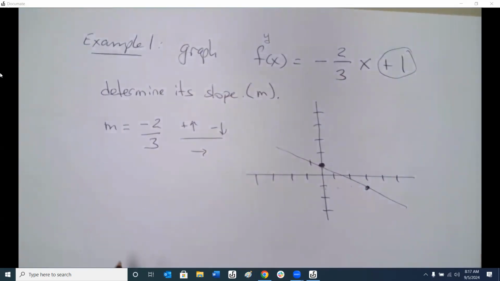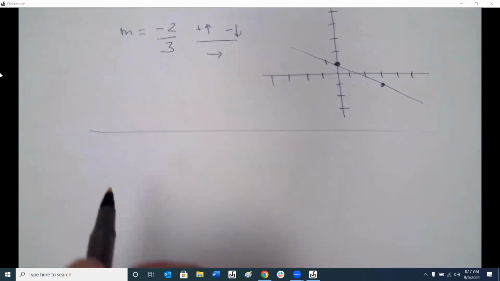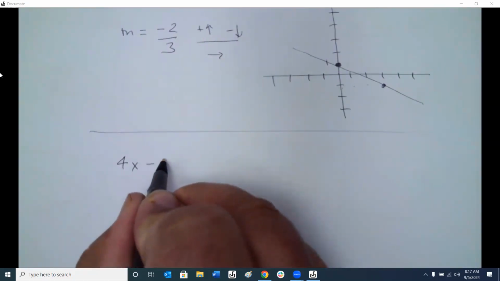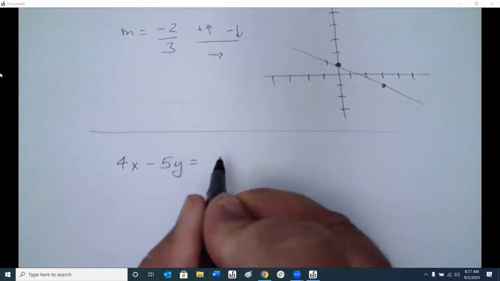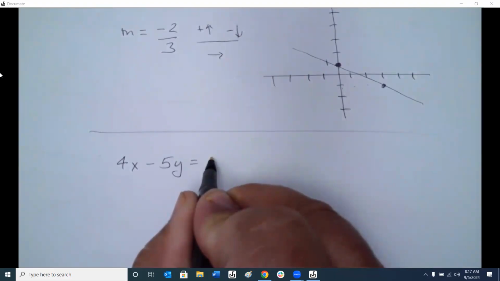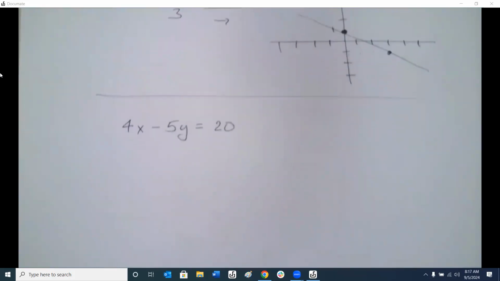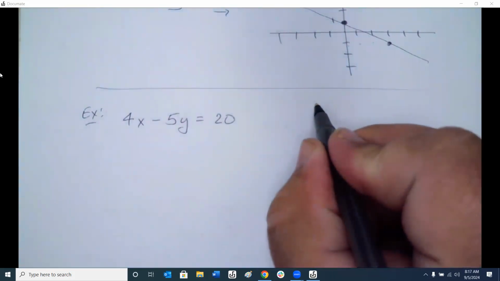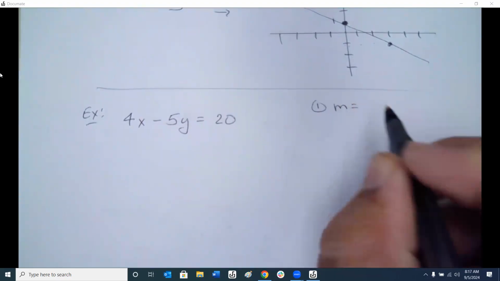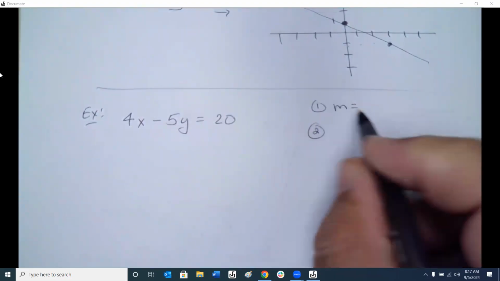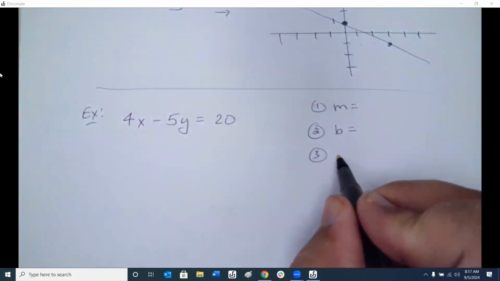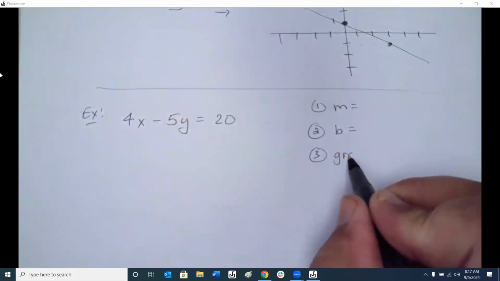Pretty straightforward. Find the slope, find the y-intercept, and graph.